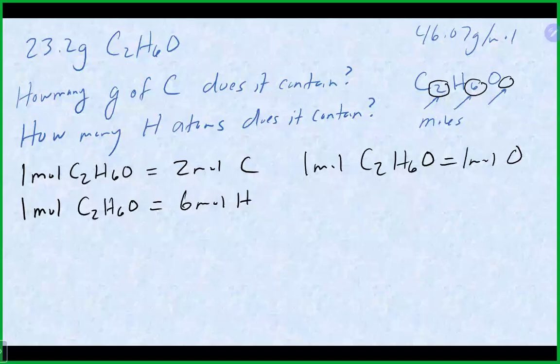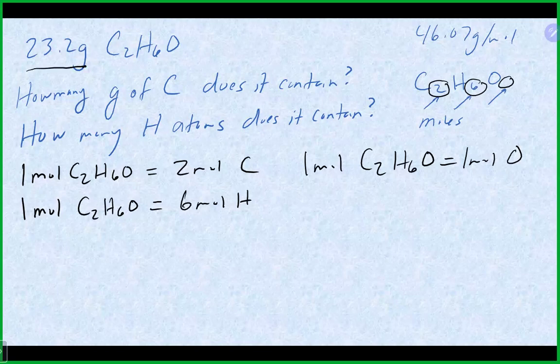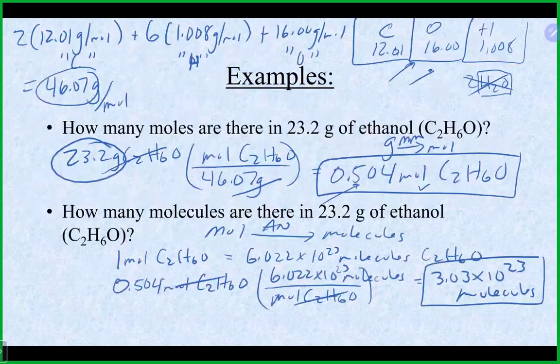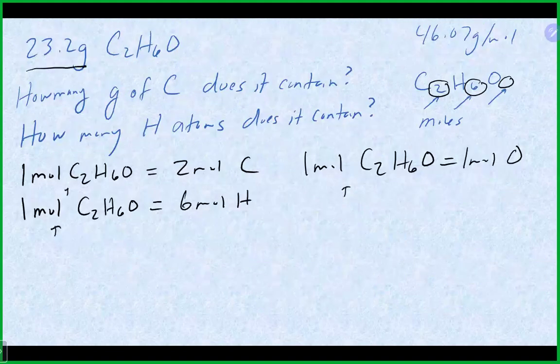So for example, the first thing we would want to do is convert these grams of the entire thing into moles. And the reason we want to do that is all these conversion factors we just came up with are all about moles, so we need them to cancel out. So we're just going to steal what we did on the previous problem where we did that conversion. So we're going to convert it into moles, and we've got 0.504, it looks like.